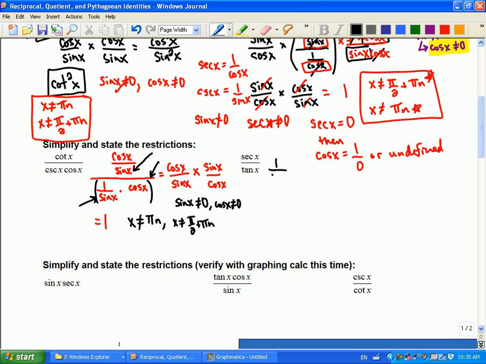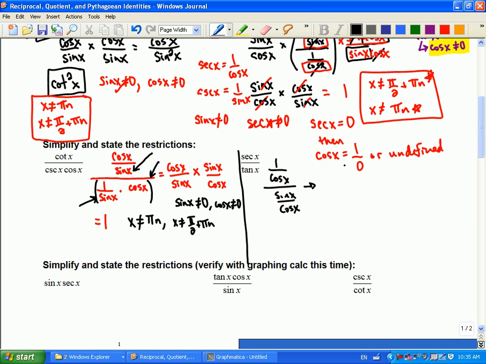So I'm going to rewrite this as 1 over the cosine of x, maybe I'll just put a little divider there, divided by sine x over cos x. And this also helps me see where all the problems could be with my divisions. There's 3 fractions here, 3 divides that I'm going to have to worry about for looking at restrictions.